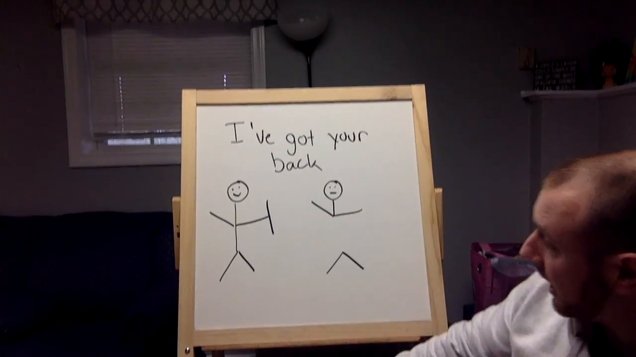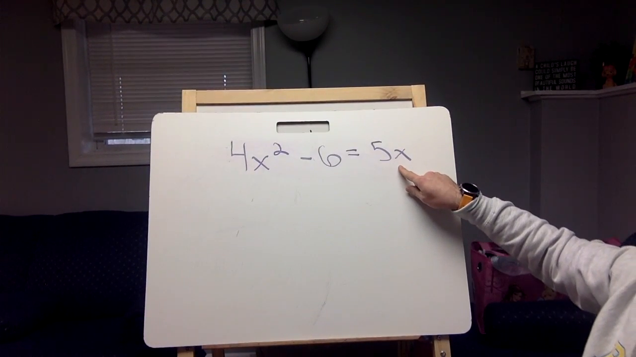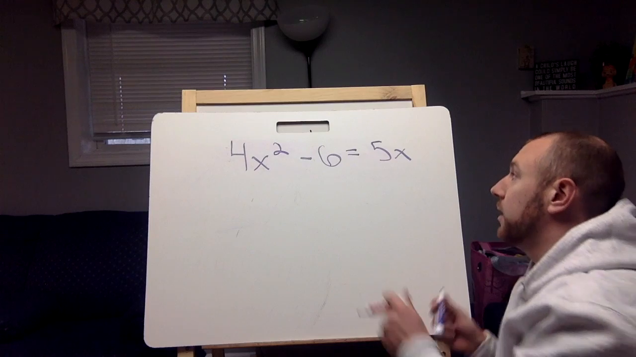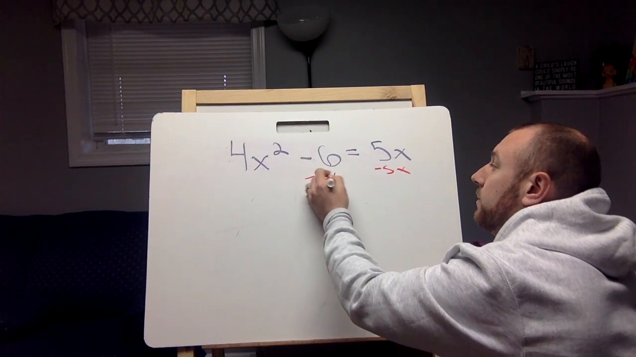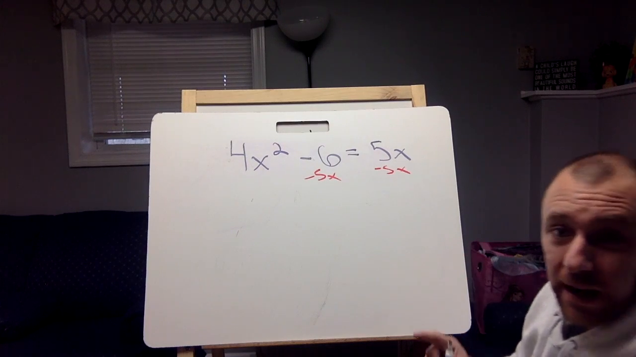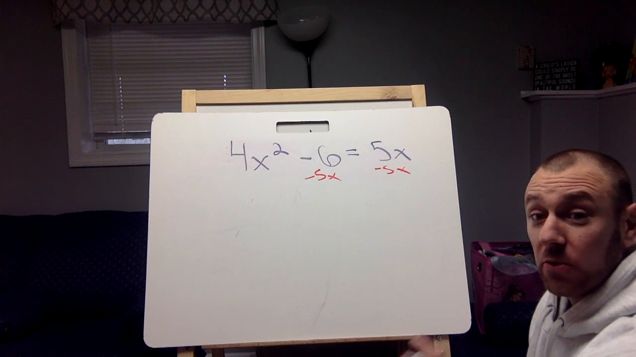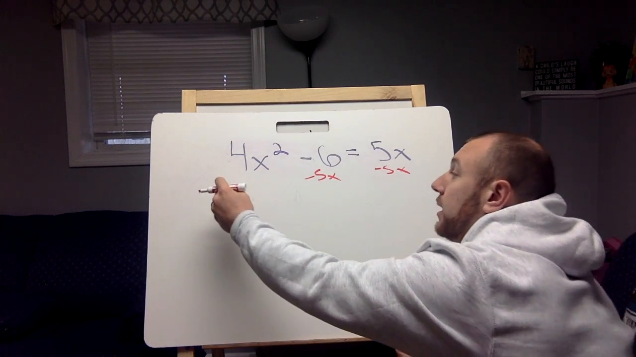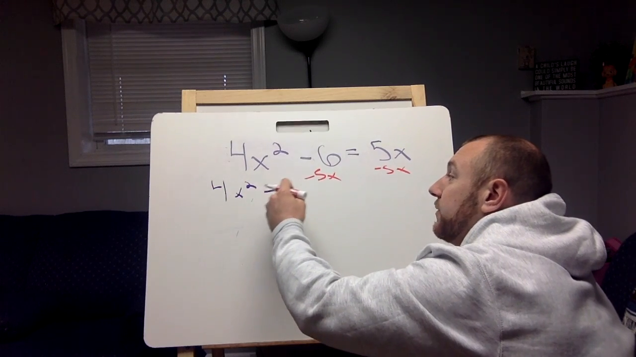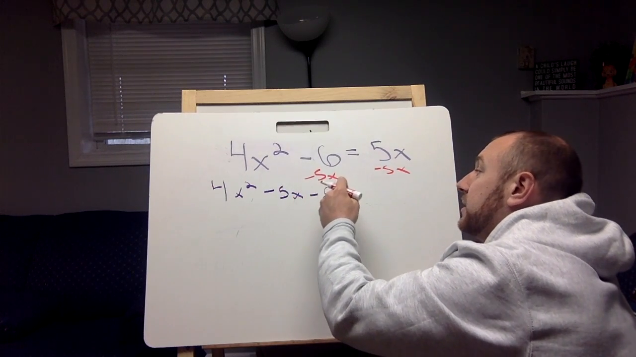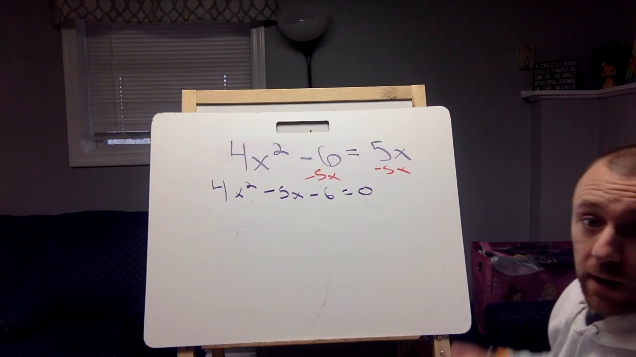One more example of that. You'll notice that the 5x is on this side, so I'm going to subtract the 5x. And I chose this one because this is my b term. So when I rewrite this, I'm going to write it as 4x squared minus 5x minus 6 equals 0. So I'm going to do all my steps over here.